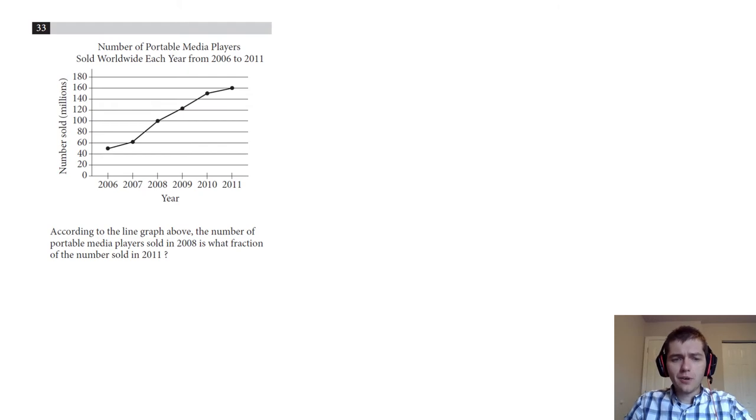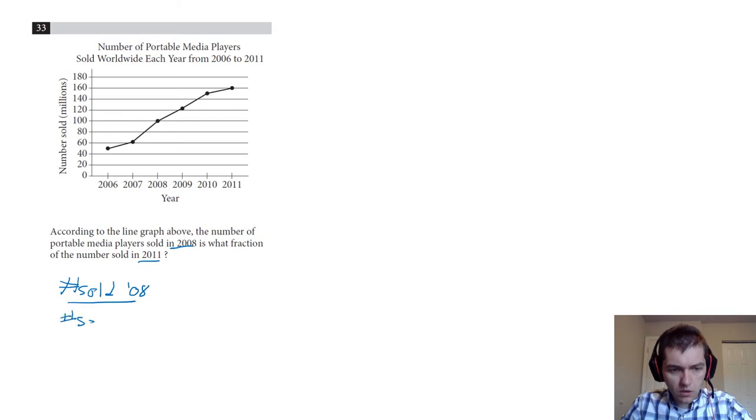Problem 33, according to the line graph above, the number of portable media players sold in 2008 is what fraction of the number sold in 2011? So your fraction will be numbers sold in 08 divided by numbers sold in 11. Go to your graph to find these numbers. Here you have 100 million. Here you have 160 million. 2008 and 11, there are your two numbers. 100 divided by 160. This is the calculator section, so throw that in your calculator and you end up with 0.625, and you can go ahead and bubble that in.